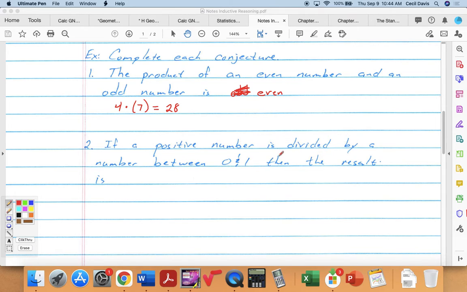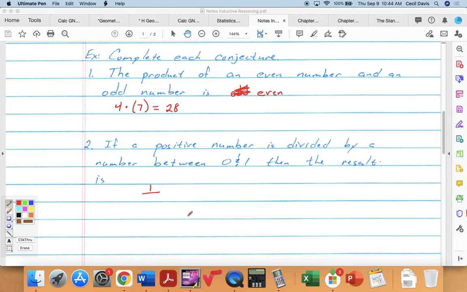So, if a positive number is divided by a number between 0 and 1, does between mean it could be smaller or 1, or just everything from like 0.0 to like 0.9? It means in between. So it can't be 0 or 1. Okay, cool. So pick a positive number. 1. 6. Okay.